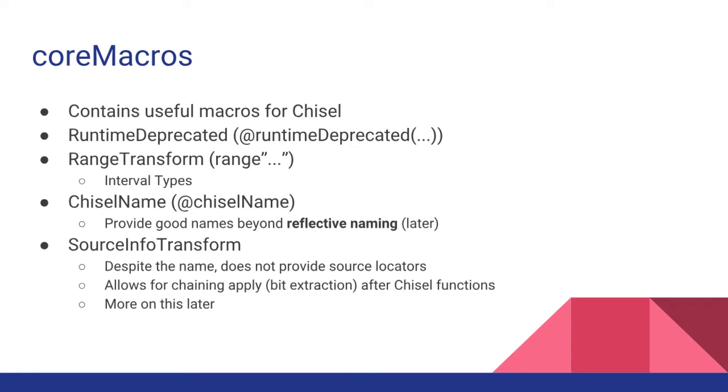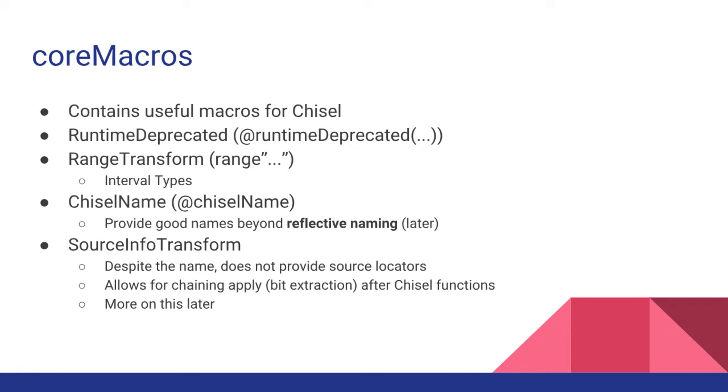an interval type. Interval types are not really part of core Chisel yet. They're still an experimental feature, but that's one of the macros that lives there. Chisel name is a really good thing for giving us names beyond reflective naming, and I'll talk more about that later. And then source info transform.